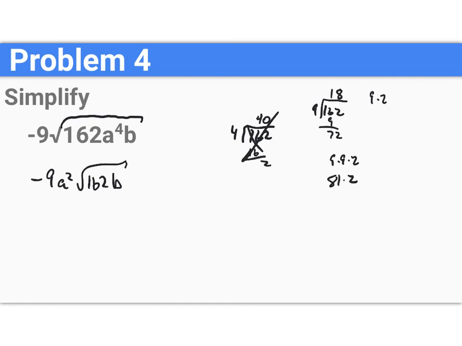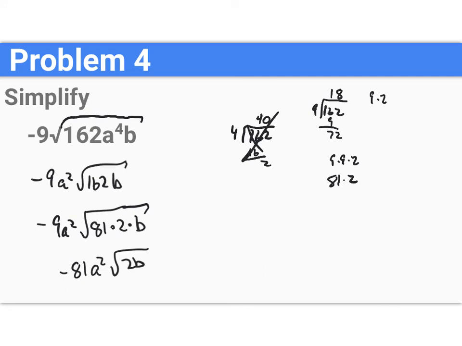Okay, so it is the square root of 81 times 2 times b. And the square root of 81 is 9. So 9a squared outside, 2b stays inside. And there you go. That is how you simplify radical expressions.